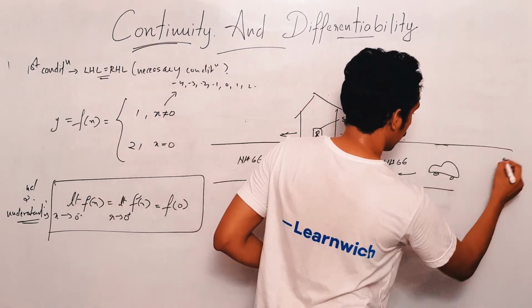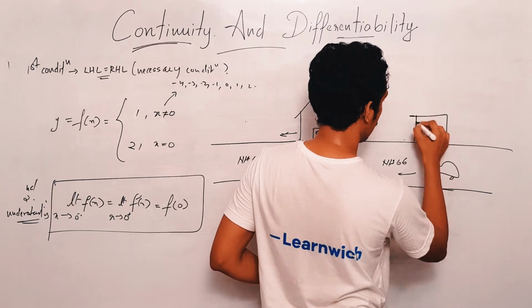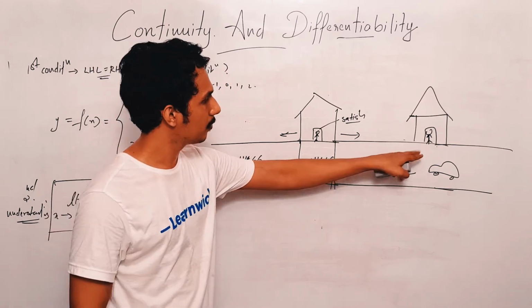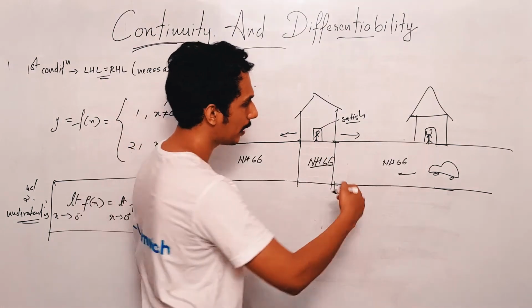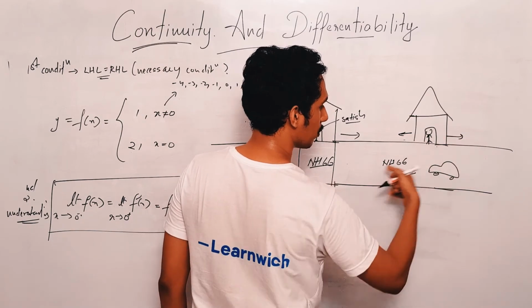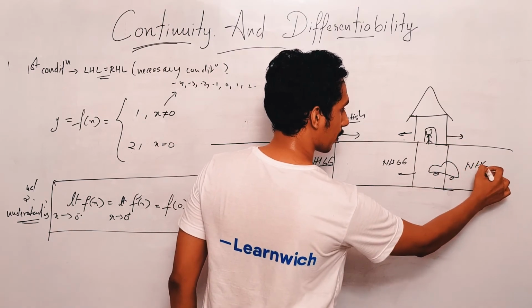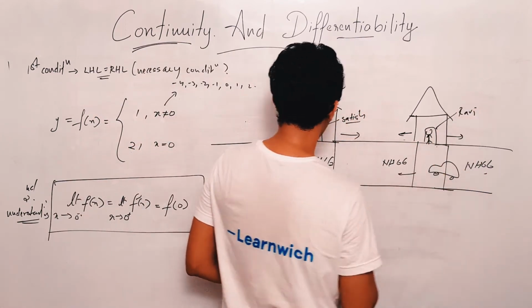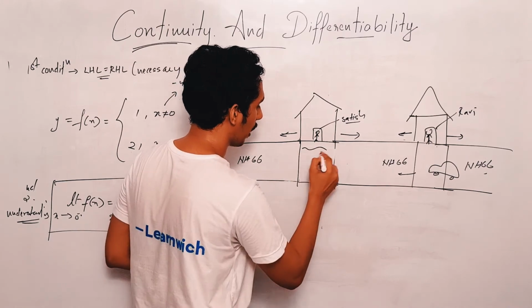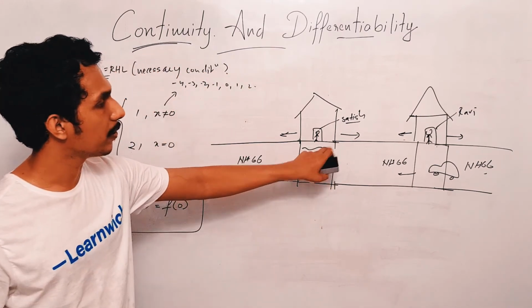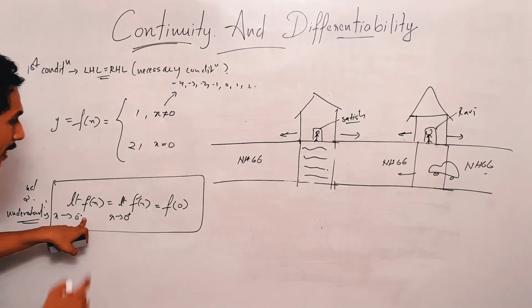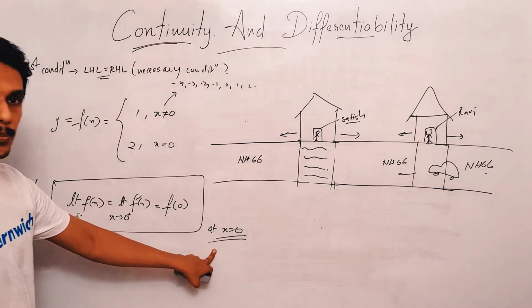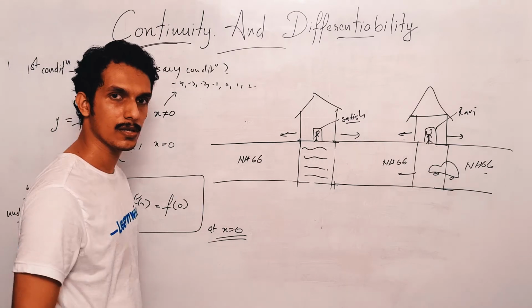But let's say there is Ravi. This is Ravi's house. Look at Ravi's condition. Towards the right of his house and towards the left of his house, it's always NH66. So for Ravi, it's always continuous. But for Satish, where there was water, it is not continuous. So this continuity is defined at x equal to 0. I'm not taking any other point. At x equal to 0, the function was broken.